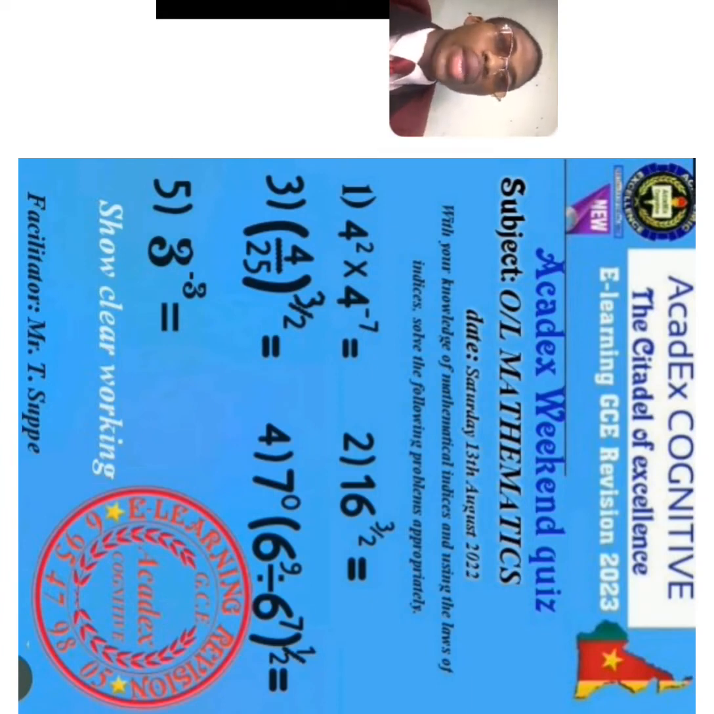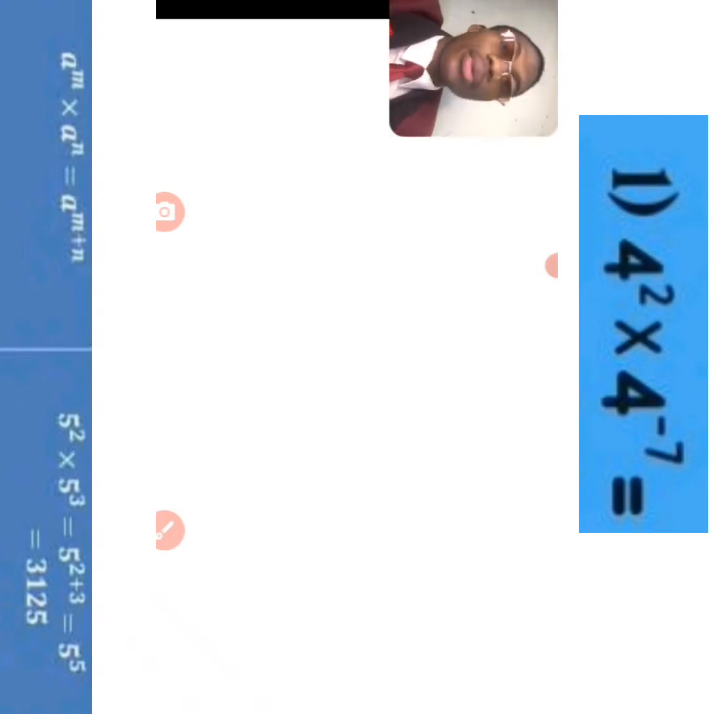All right, we take question 1. You can find that on your screen: 4 raised to the power of 2 times 4 to the power of negative 7. Which law of indices do we use to solve this question? Law 1. It is a direct expression of the law. Anytime you are multiplying the same number with different powers, as you can see we have the same 4 with powers 2 and -7, you simply add the powers.